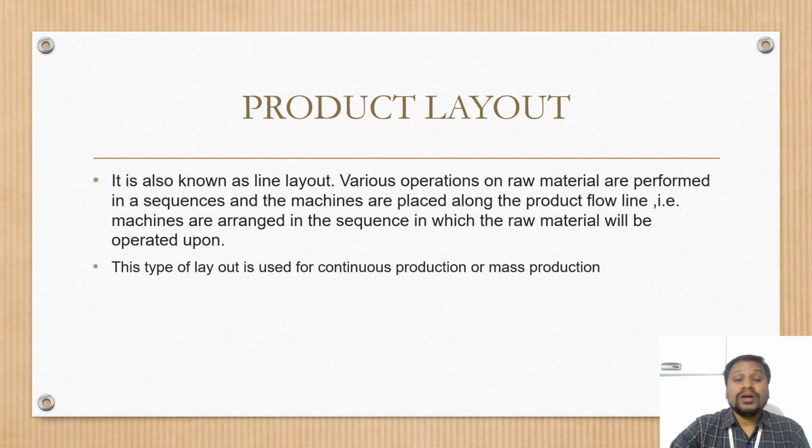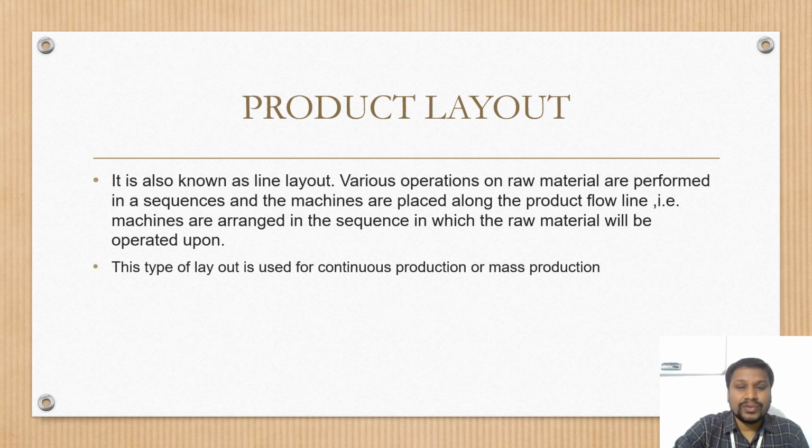In product layout, basically it is used in mass production or continuous production. Process layout is used in industry engaged in job order production, but product layout is used in continuous production or for mass production. So what is product layout?